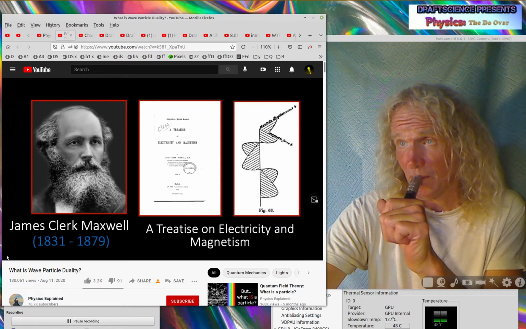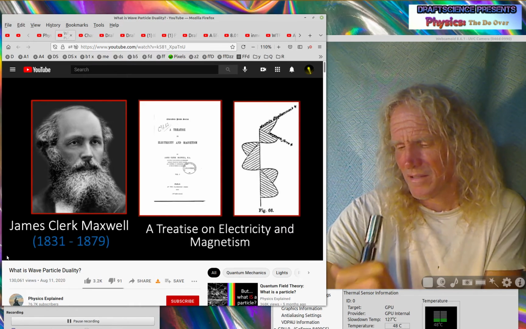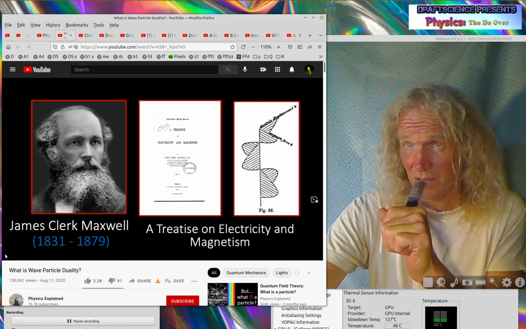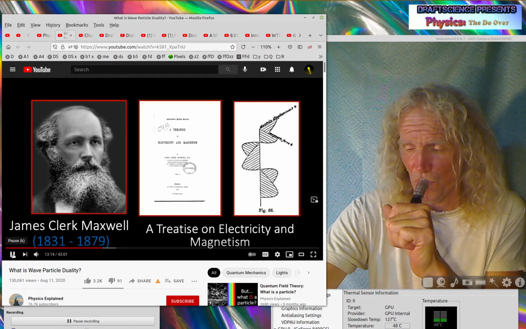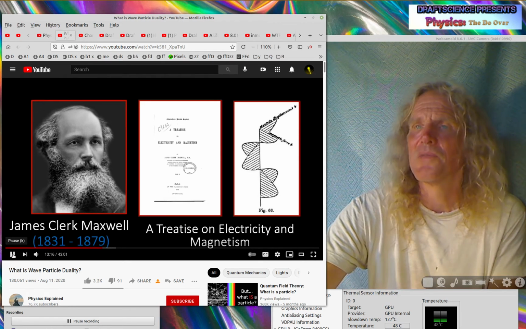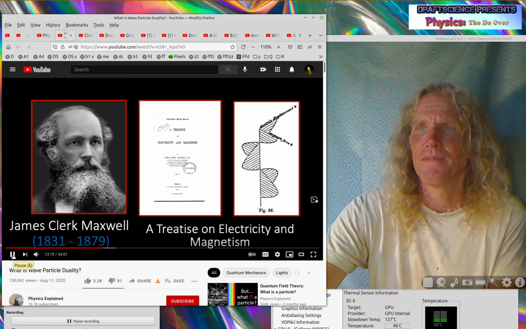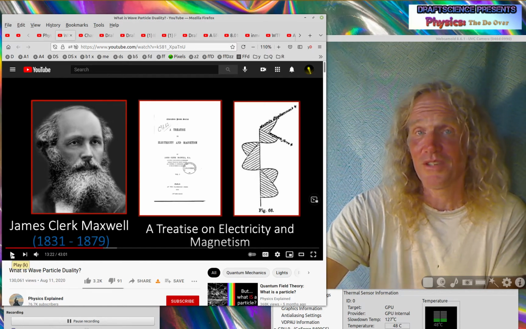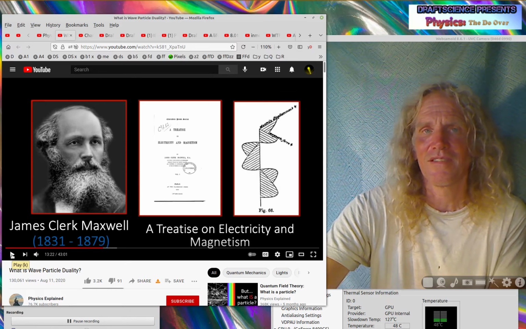"Using the measured values of these constants from experiments, Maxwell obtained a value of 300 million meters per second. Comparing this value with the recently measured values for the speed of light, Maxwell wrote, 'The agreement of the results seems to show that light and magnetism are affections of the same substance.'" And there you go. So why are we calling it the speed of light when we really should be calling it the speed of force?